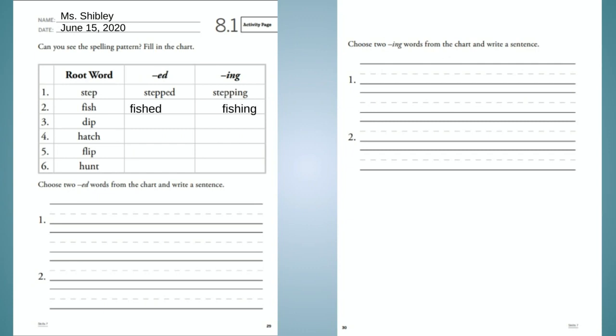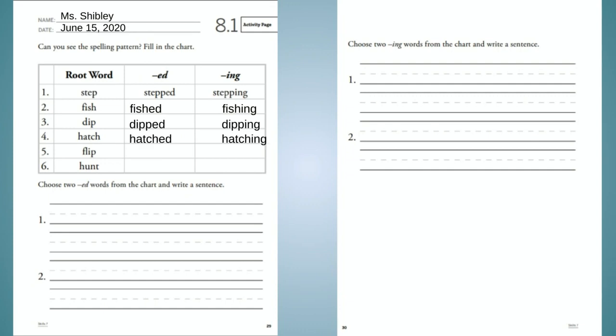Okay, ready? Let's go over our words in the box. Fish, we don't have to add another consonant to that. It would just be ed and ing. With the word dip, we have to double our p. So it's dipped, and the same thing for dipping.